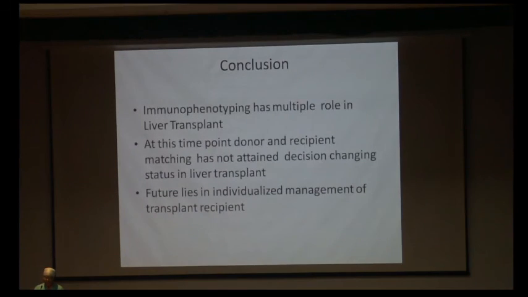So in conclusion, immunophenotyping has multiple roles in liver transplant. At this time point, donor and recipient matching has not attained decision-changing status in liver transplant. And finally, the future lies in individualized management of transplant recipients. One has to individualize in terms of immunosuppression, infection risk, treatment of infection, and then obviously the survival is going to be long. Thank you.